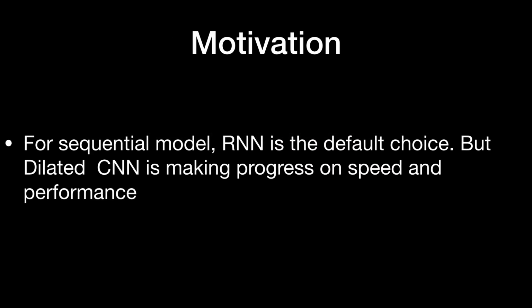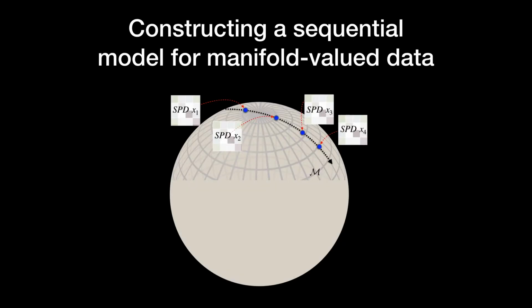For sequential models, RNN is the default choice. But dilated CNN is making progress on speed and performance. Assume that we want to construct a sequential model for manifold-valued data shown here. One question is which sequential model we should choose. In this case, we leverage recent developments in dilated CNN.